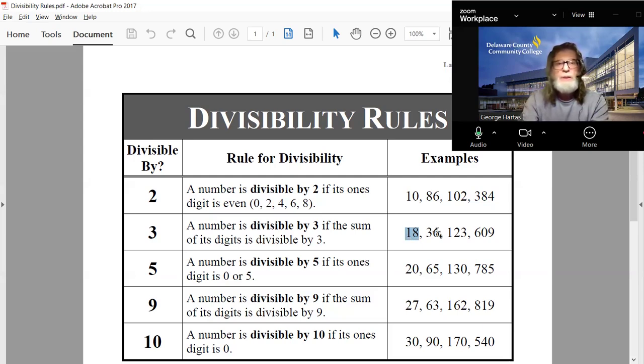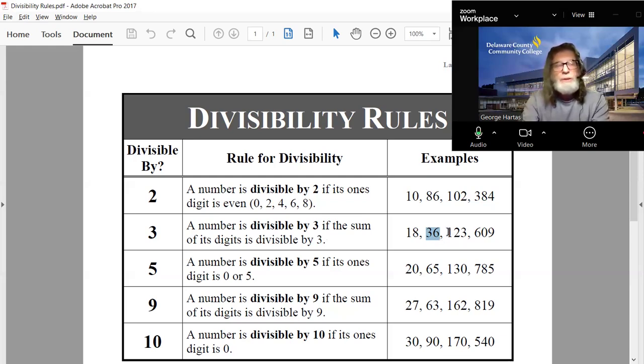Okay, same thing here. 3 plus 6 is 9. Does 3 go into 9? Yes, it does, evenly. So therefore, 3 automatically divides into 36 an exact amount of times with zero remainder. In fact, 3 times 12 is 36, right?